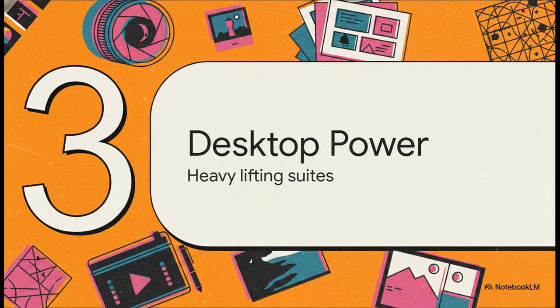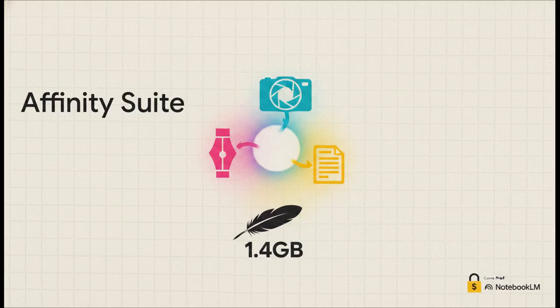Section 3, professional desktop powerhouses, heavy lifting suites. Browser tools are fantastic, for sure, but when you need to do deep, high-resolution retouching, the standout powerhouse is the Affinity Suite. Following its acquisition by Canva, Affinity now combines its designer, photo, and publisher tools into one unified, free desktop app. It gives you incredibly fast, completely seamless switching between raster, vector, and layout workspaces. It's also super lightweight. We're talking just a 1.4 gigabyte installation compared to those massive files from Adobe.